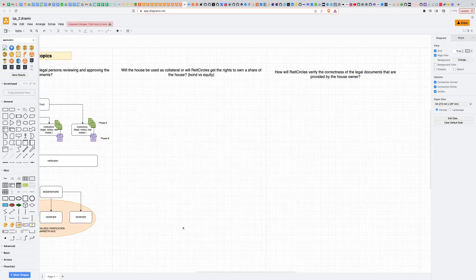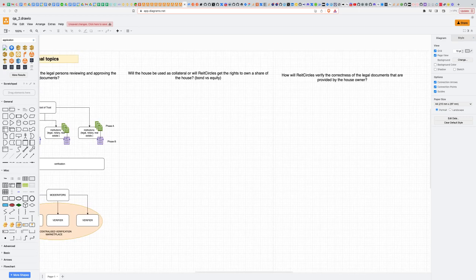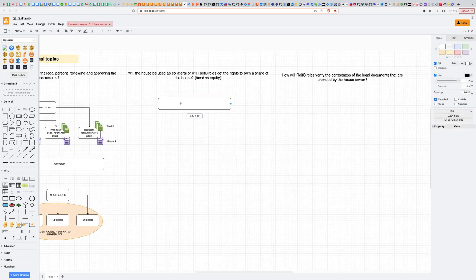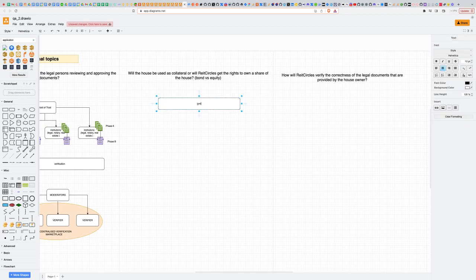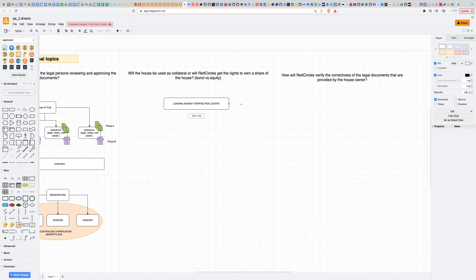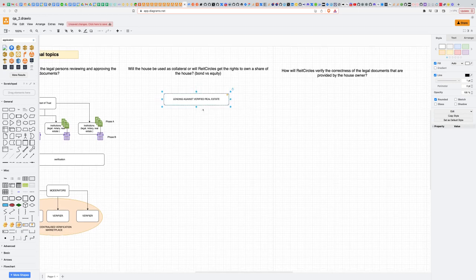Will the house be used as collateral, or will Read Circles get the rights to own a share of the house? So these are two different products. I think we also mentioned it in our white paper. The part we will start off with is a very simple one. We are going to start off with lending against the NFT. Yes, lending against verified real estate, right? So we have built a real world verification platform for a reason, because whenever you do lending, much of the data will not be on the chain. And then it becomes very hard for anybody investing to actually gain that real world data. And there can be a lot of forgery and other things, right?